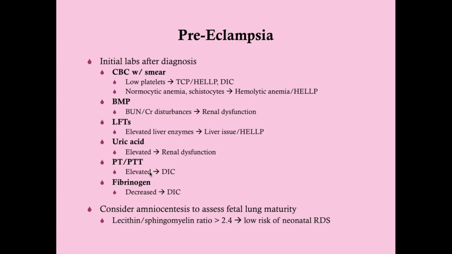PT-PTT, why do we get that? Simple, because if it's elevated, it points towards DIC. You would also see low platelets in DIC. And then fibrinogen, this is probably the least important out of all of these, but if that's decreased, that points towards DIC.